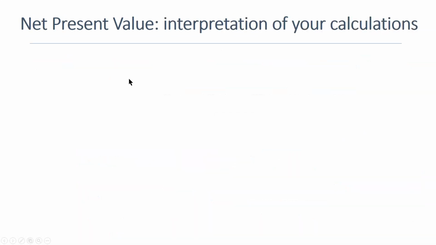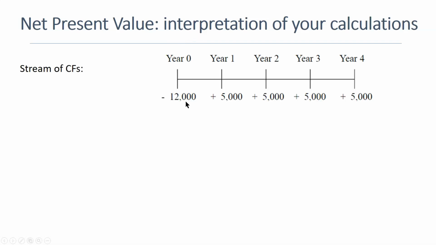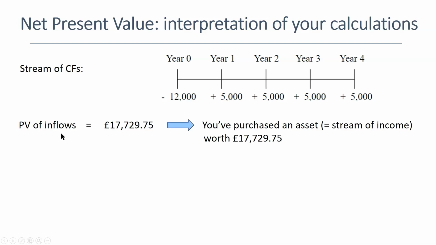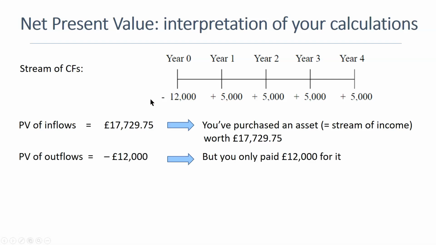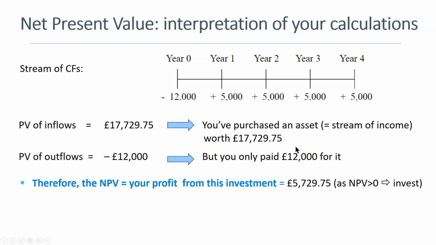Next, I'd like to add a few more details about how you interpret the results of net present value calculations. So this is our stream of cash flows. We've calculated the present value of inflows, which is just over £17,000. In other words, we have purchased an asset, this specific stream of future income, which is worth £17,000. At the same time, the outflows are only £12,000. In other words, we've only paid £12,000 for it. We've got a really good deal. We've purchased something which is worth significantly more than what we've paid for it.